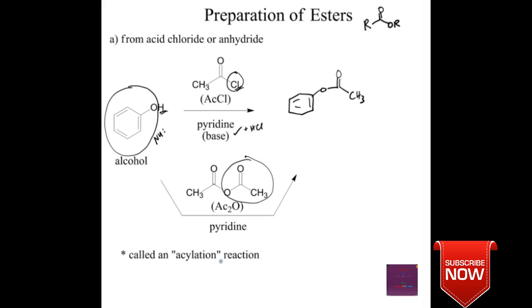For that reason, this is described as an acylation reaction. You could say that you just acylated this alcohol with an acid chloride or with an anhydride. So this is one very good way to prepare an ester.